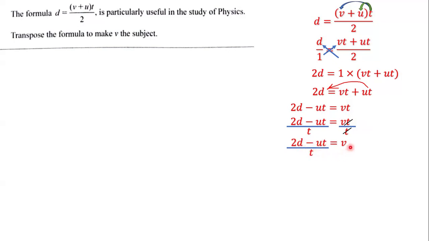And so we have that v is the subject of this equation, but we are going to switch it so that v is on the left-hand side. And so when we switch it, we have that v is equal to 2d minus ut all over t. And this is our final answer to this question.